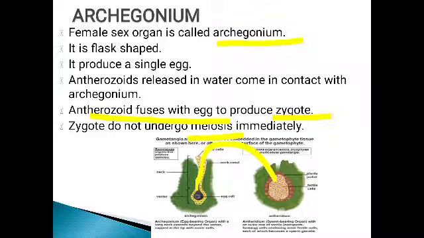It is reduction division. What do you mean by reduction division? It is a type of cell division in which the parent cell, when it divides, will produce daughter cells which have half the number of chromosomes. How many chromosomes will be there? Half the number of chromosomes.